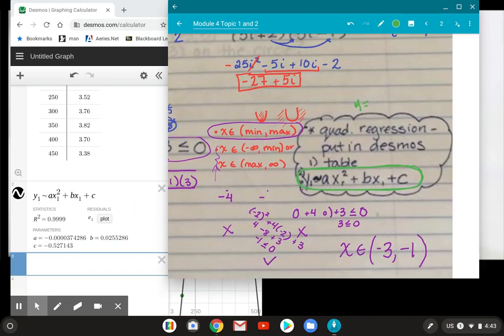Sorry, you guys. Y equals, and you would go negative 0.000037. Just be glad we're never going to have you do it that weird. Plus 0.0255x. And then c is negative, so minus 0.527. And then you would have your quadratic formula. That's how you would do quadratic regression.